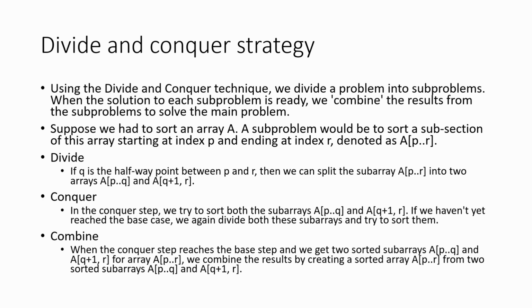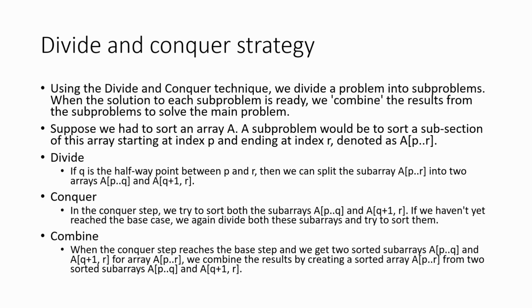Let's say, for example, you have to sort an array A. A subproblem would be to sort a subsection of this array starting at an index P and ending at R. First is division. How do you divide? You split it right in between. If Q is the halfway point of P and R, then we split P and R into two arrays: P to Q, and then Q plus 1 to R, because that's the halfway point.